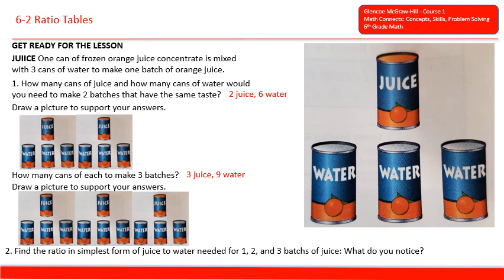Find the ratio in simplest form of juice to water needed for 1, 2, and 3 batches of juice. And what do you notice? 1 batch is 1 to 3. 2 batches is 1 to 3. And 3 batches is 1 to 3. The ratios are the same.